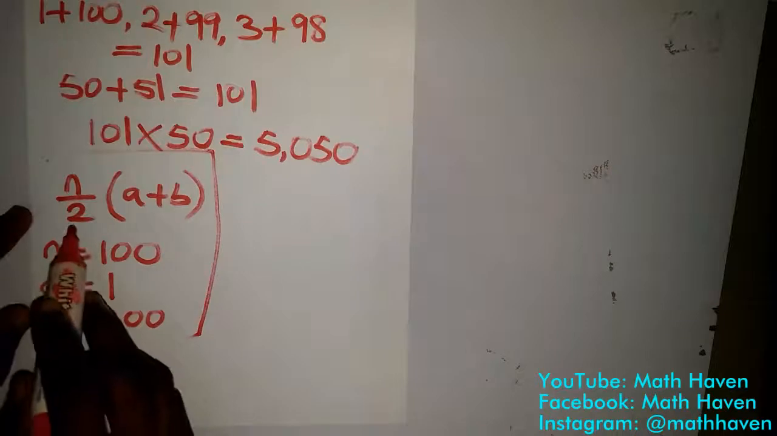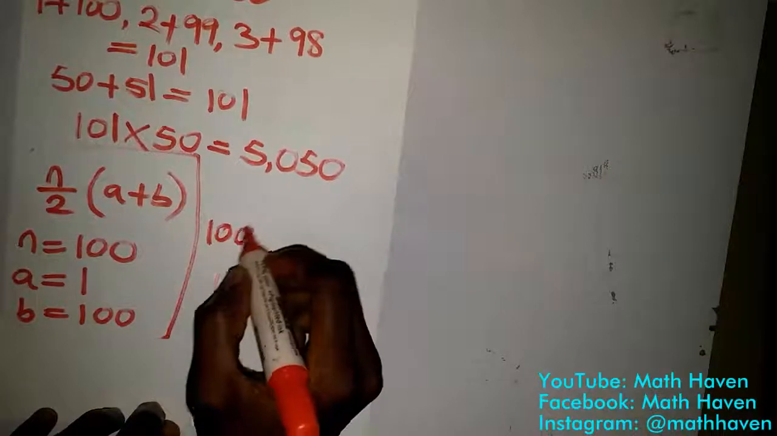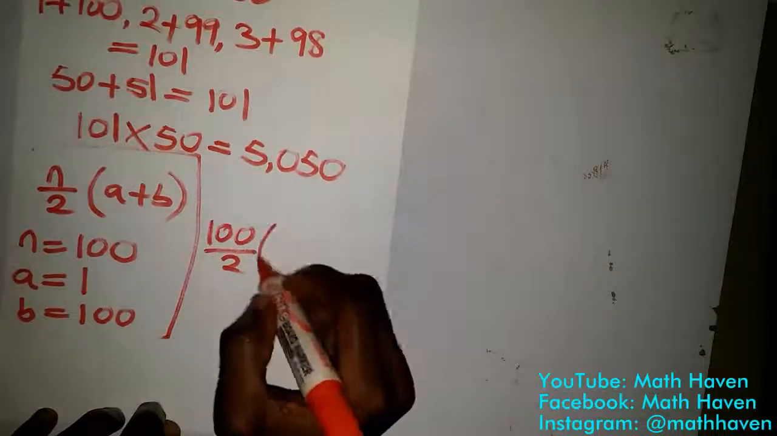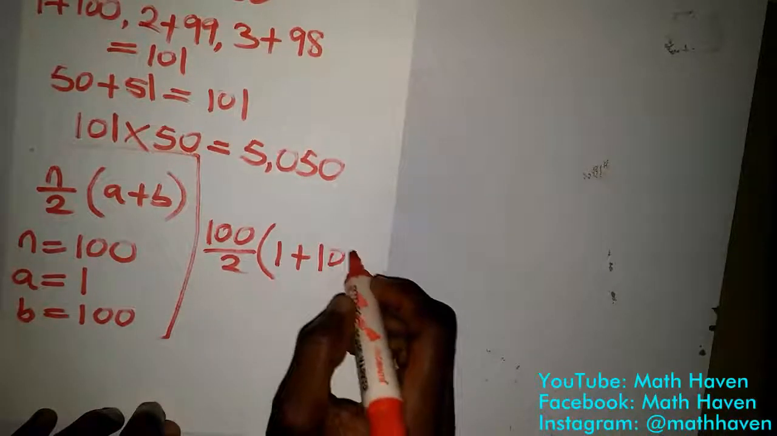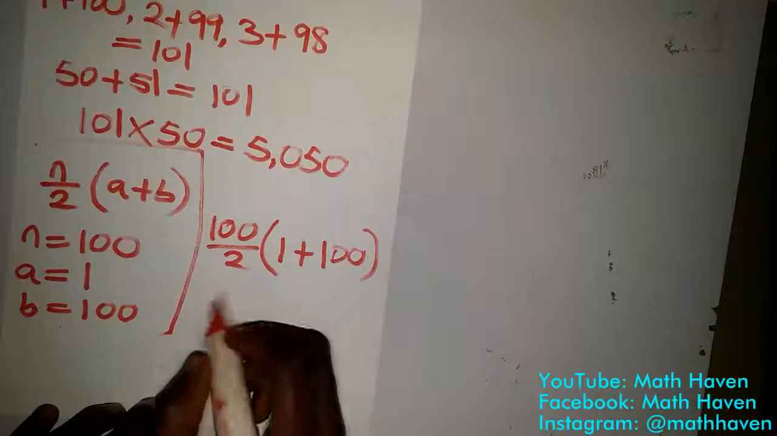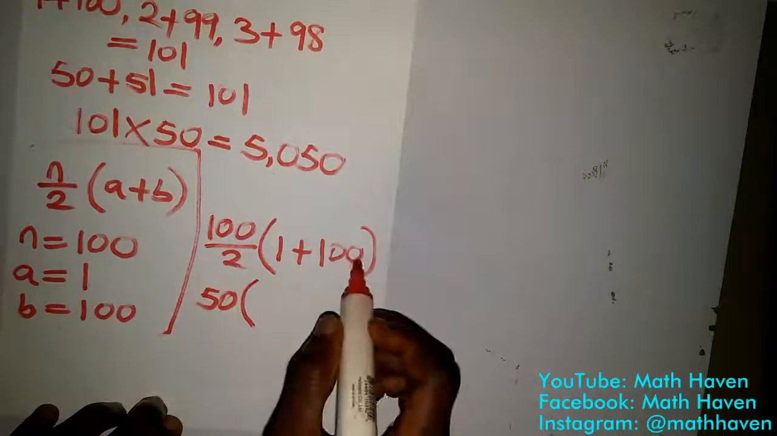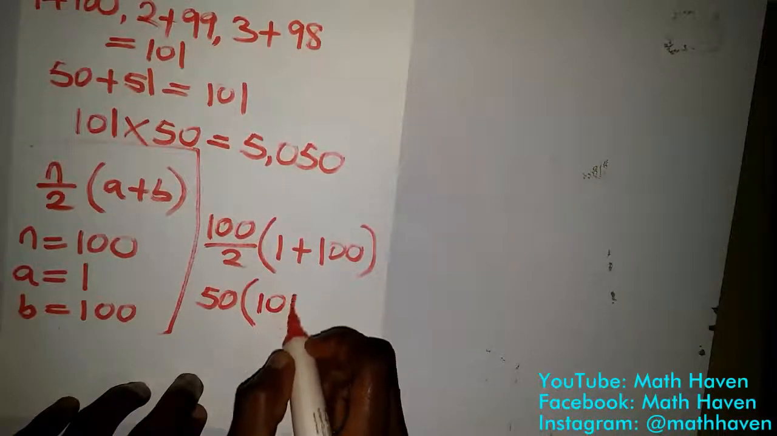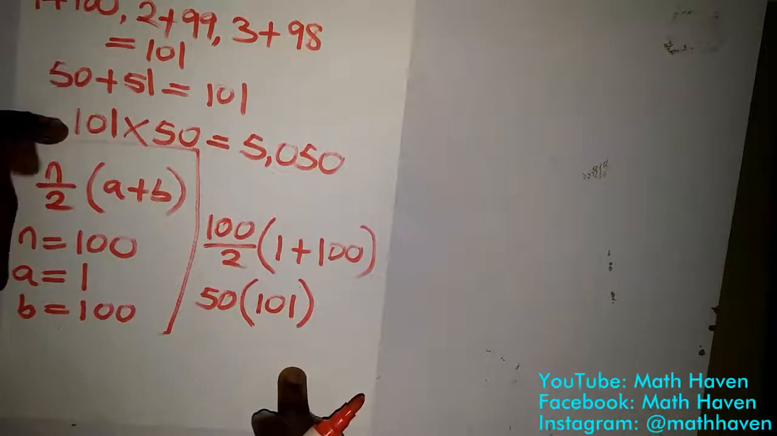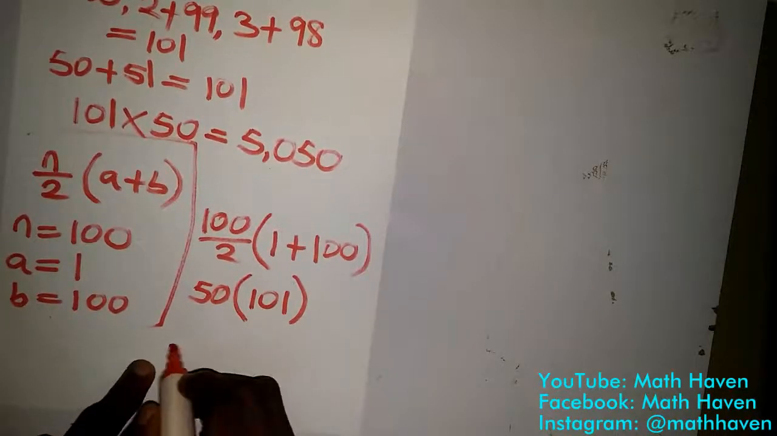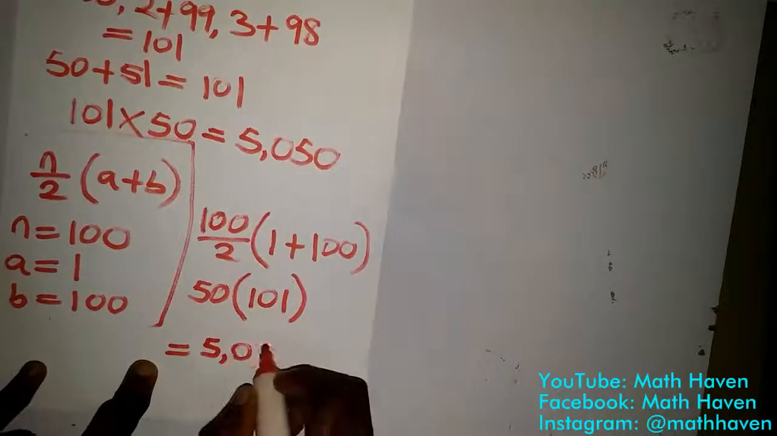Now this simply means that we have the number of terms, n, we simply have 100 over 2 multiplied by a, which is 1, plus b, 100. Now 100 divided by 2 is 50. So multiply it by 1 plus 100, which is 101. We've gotten back to the same thing we have here. So we have 50 multiplied by 101, and that simply gives us 5050.